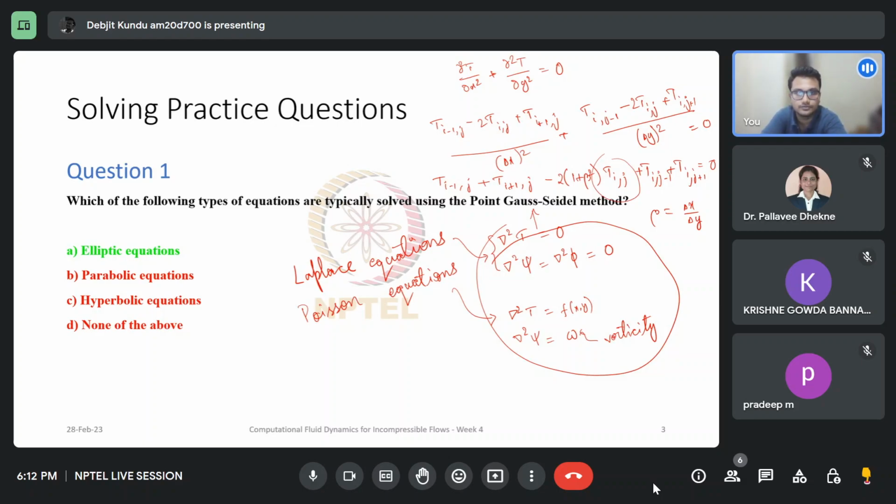So I hope that clears things up. Any questions regarding this one, or any questions regarding point Gauss-Seidel method or elliptic equations? No, right? Okay, so we will move on.